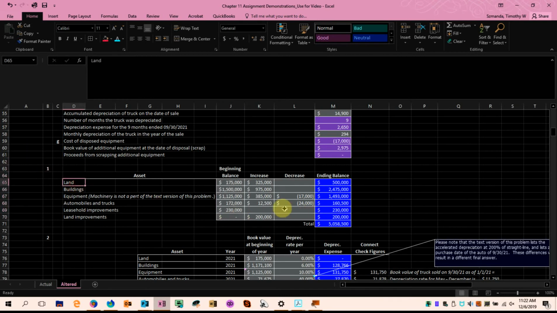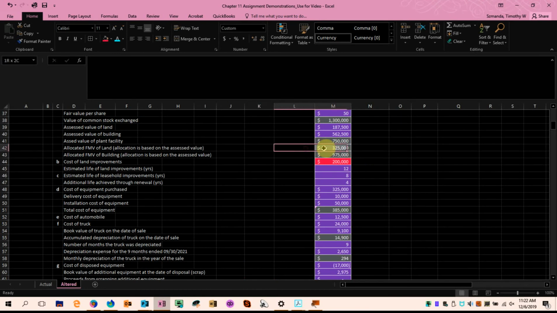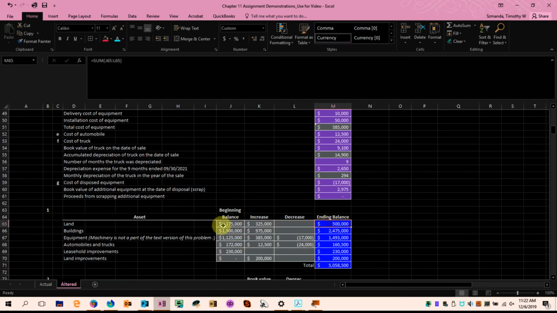So let's look at land. Land, we started at $175,000. That was given to us. We had a $325 increase in the land. Remember that $325 was calculated up here when we allocated the fair market value based on the assessed value, and we just add the two together.